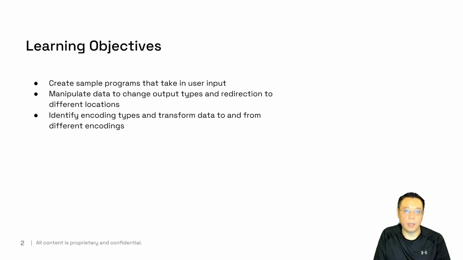Our learning objectives today include creating sample programs that take in user input. We're going to manipulate that data to change output types and redirect it to different locations. We'll also identify different encoding types and transform the data to and from different encodings. All right, let's go ahead and get started.